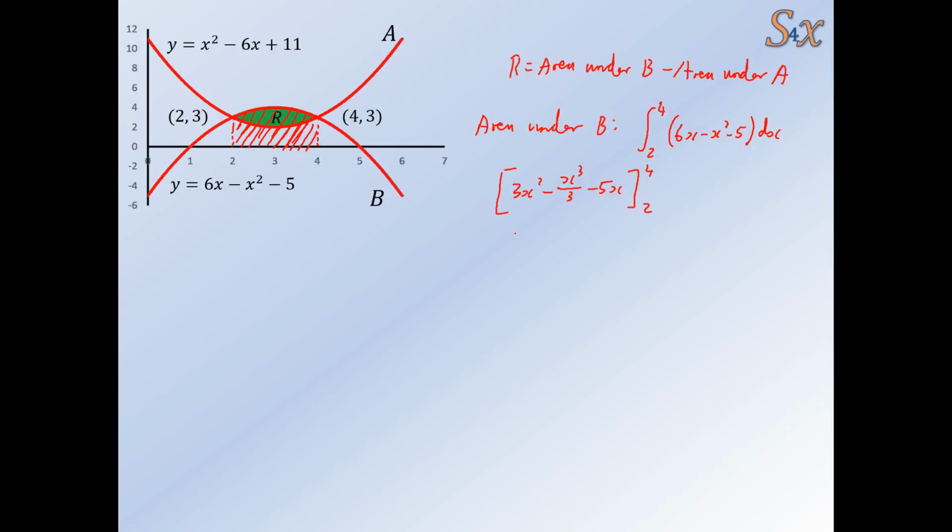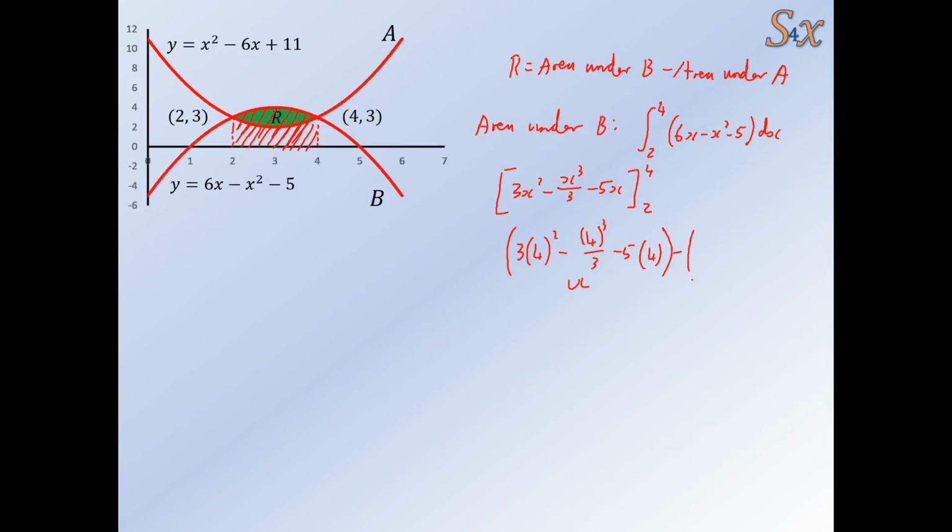Okay, now I can substitute in my two limits. So let's do the upper limit first. We always do the upper limit minus the lower limit, remember? So we've got 3 lots of 4 squared minus 4 cubed over 3 minus 5 into 4. Everywhere I've just substituted in the upper limit here.